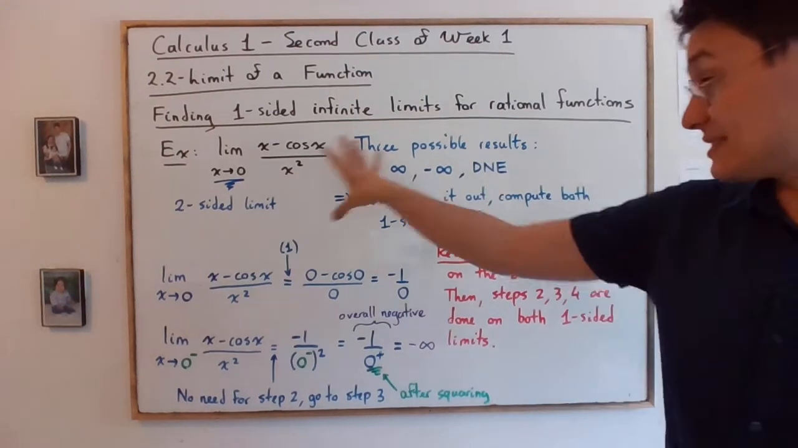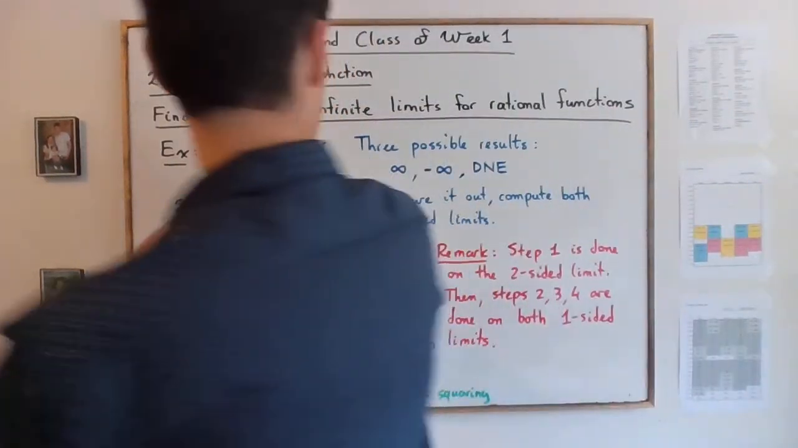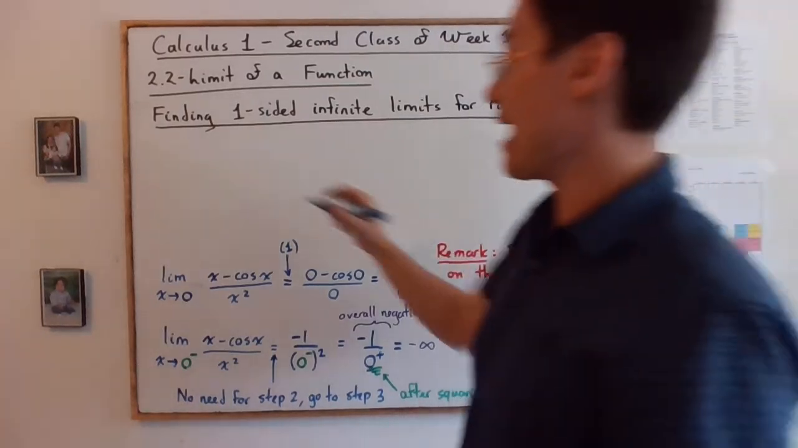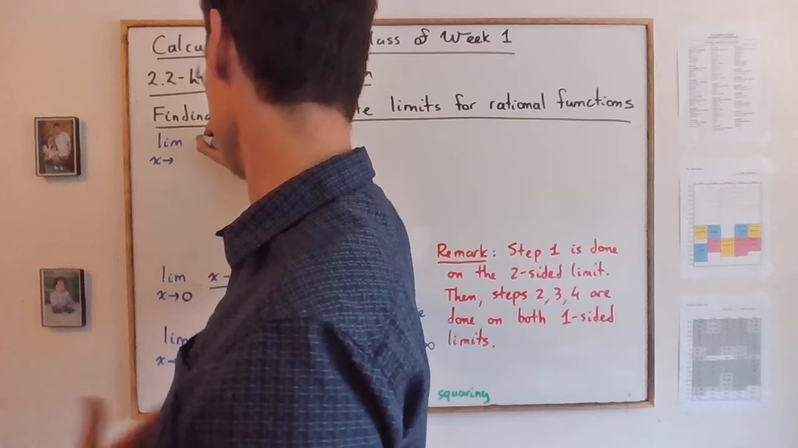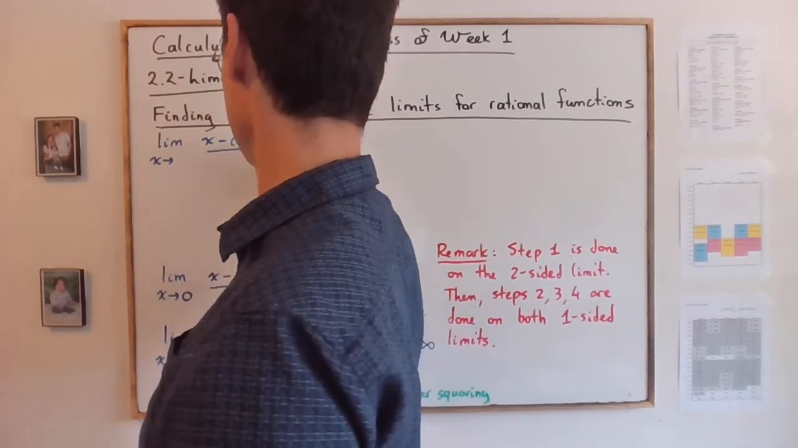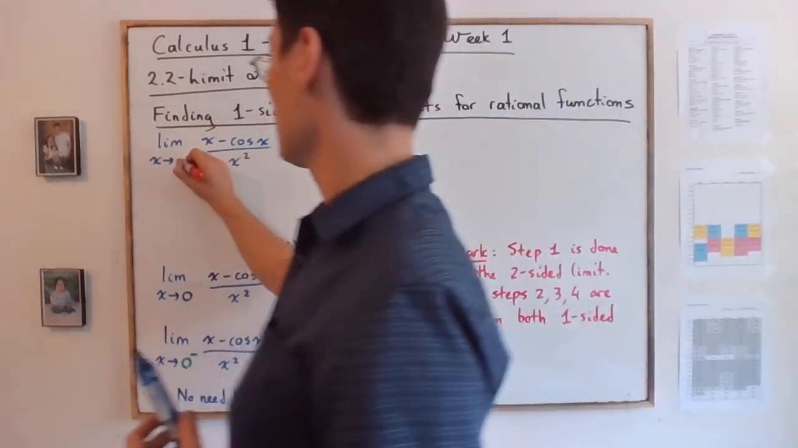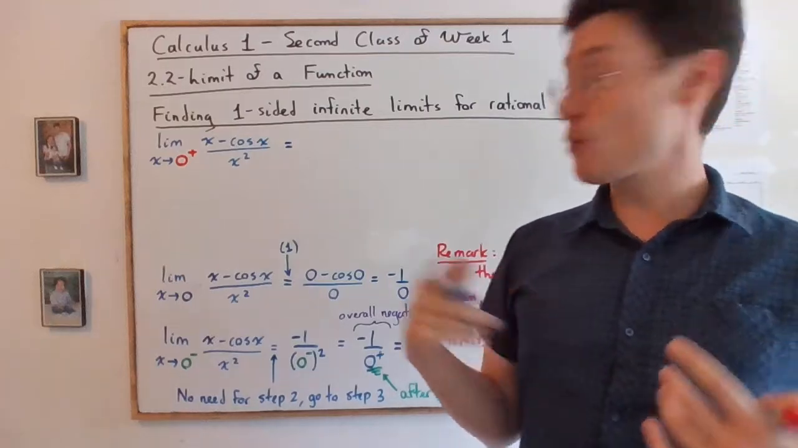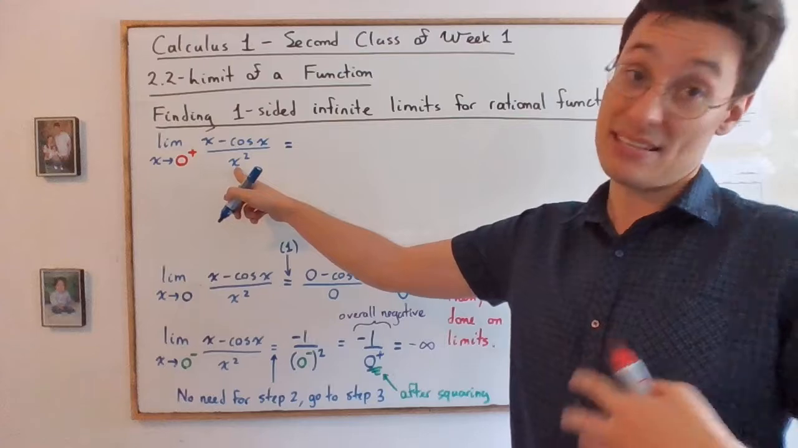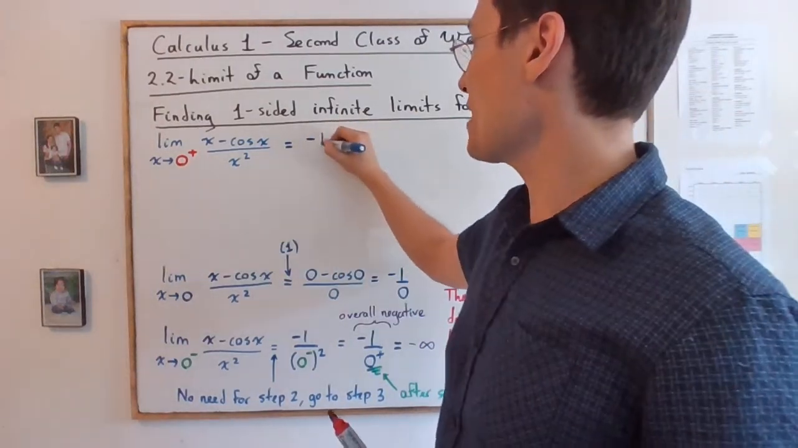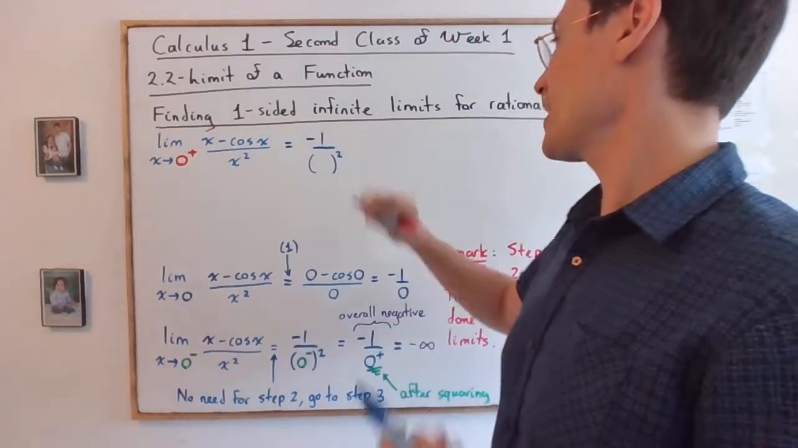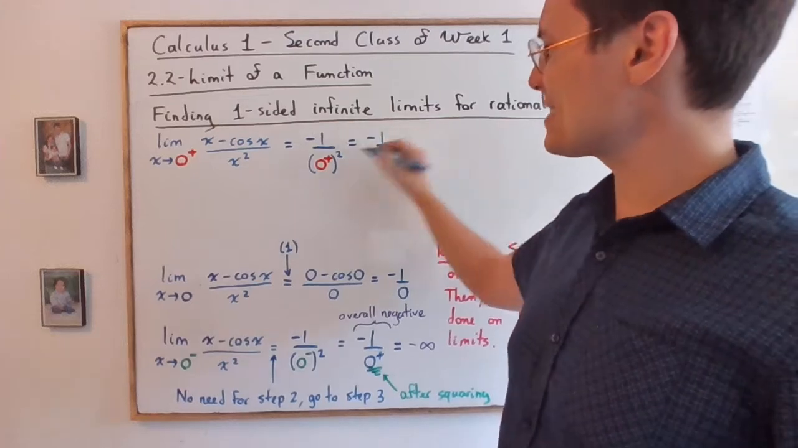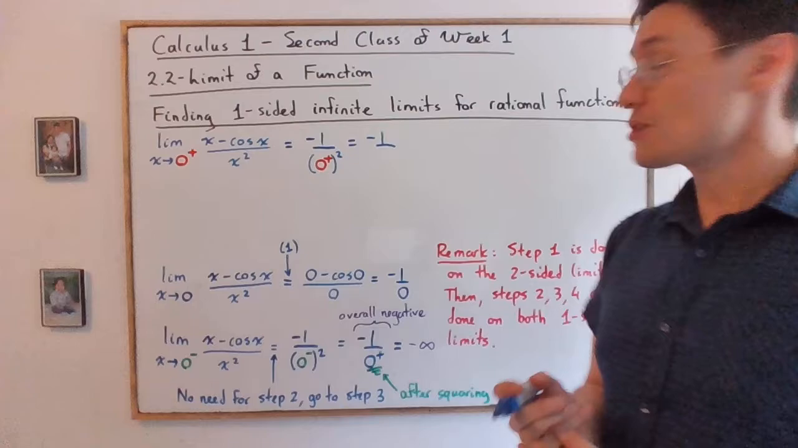Now I need to erase this in order to do the other one-sided limit. So we now have the limit as x is approaching 0 from above, and I'll just recopy the expression, x minus cosine of x over x squared, and x is approaching 0 from above. We're doing step number 3 directly because step number 1 has already been done, and step number 2 is not necessary because this is as factored as it could be. So again, we have negative 1 over 0 plus squared. Before we do step number 4, let's keep track of this sign. The 0 plus squared is a positive number.